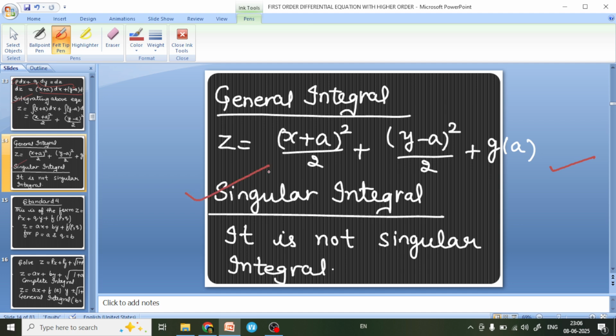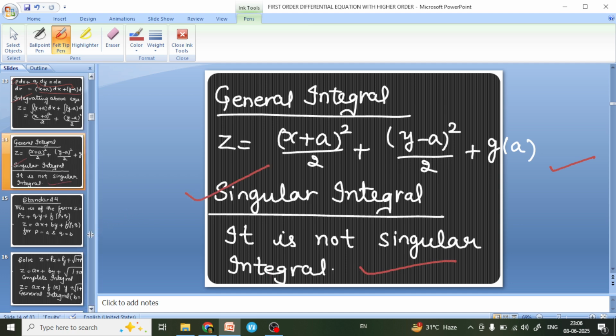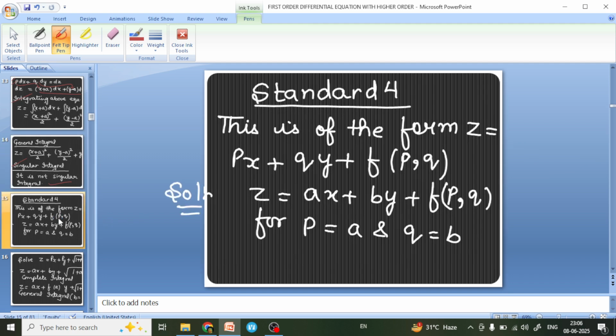And after that, singular integral: it is not a singular integral because it is equating to 0 and it is an absurd result, so that's why it is not a singular integral.